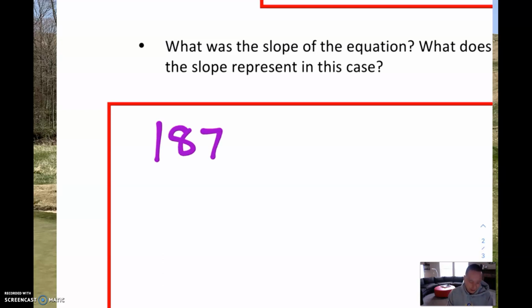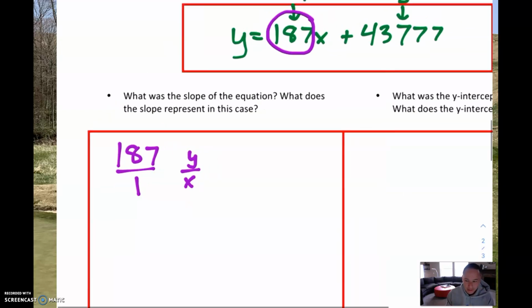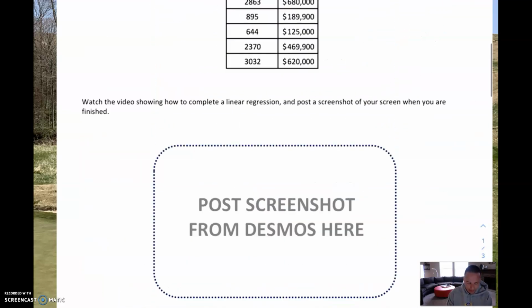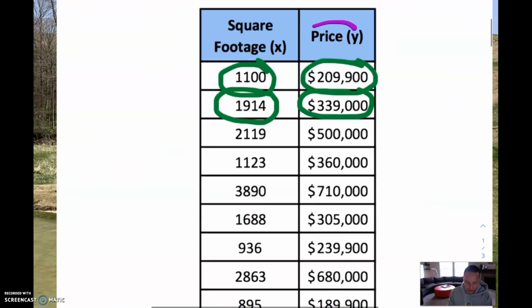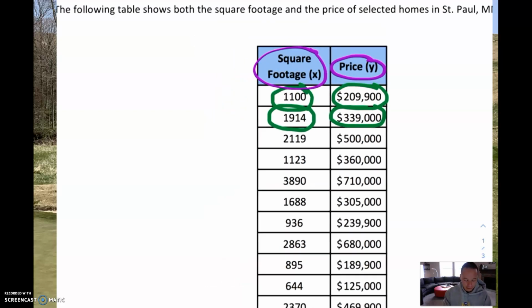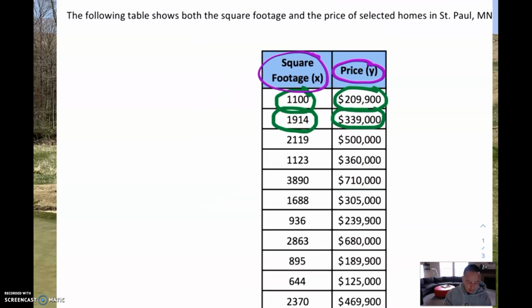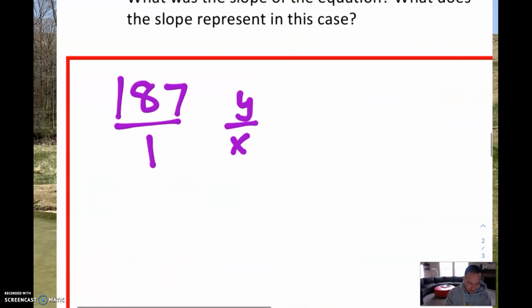And as I did in the last unit, I'm going to write this over 1 just to help interpret what it means a little bit better. And I'm also going to put y over x, again, to help us interpret that better. Now we have to remember, what did y mean and what did x mean? You can go up to the table here. The y stood for the price of the house, and x was the square footage of the house. So y is price, x is square footage. So we can go back down here.